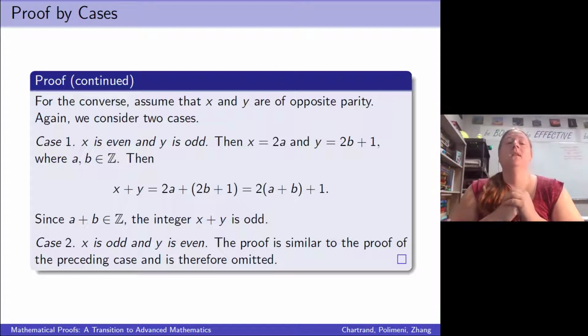All right. So we have two cases. One of them is x is even and y is odd, and the other one is y is even and x is odd. Now, we've worked through the details of the first case. Again, this is plugging in by definition and doing some arithmetic and coming to the conclusion that x plus y is odd. And then we don't even bother writing the proof of the second case because it doesn't change anything to change which one's x and which one's y.